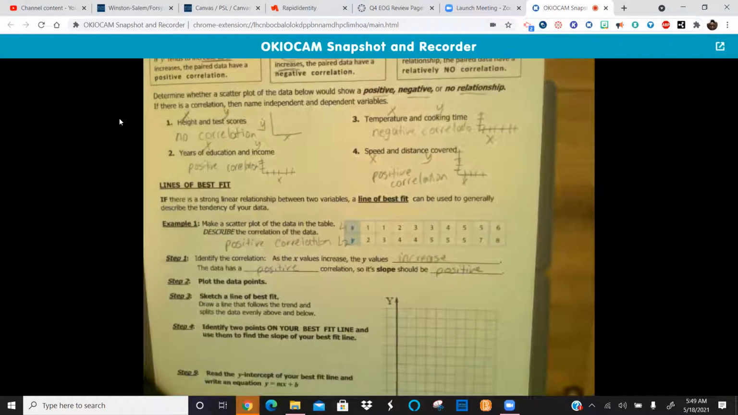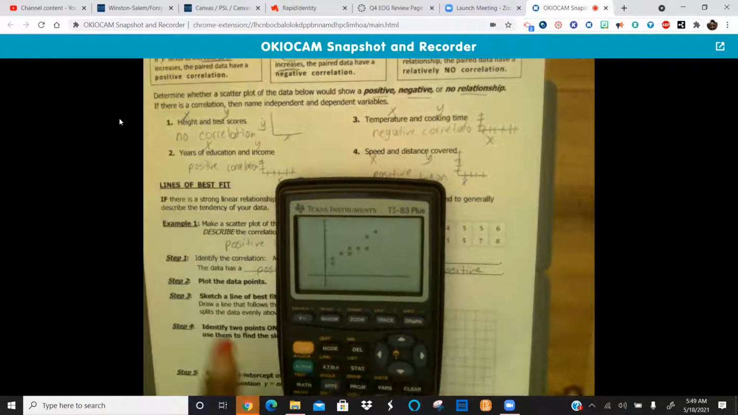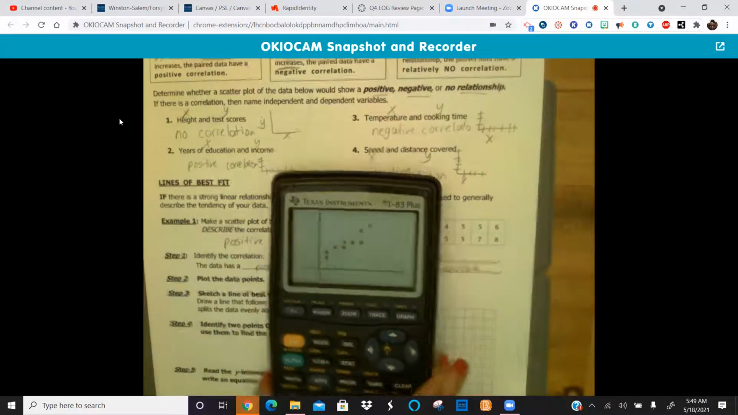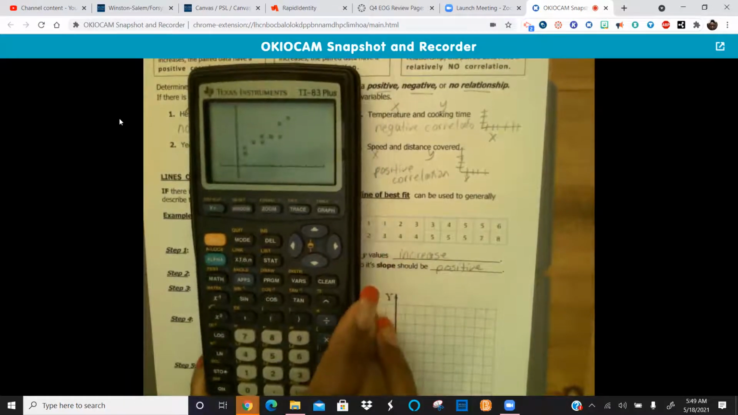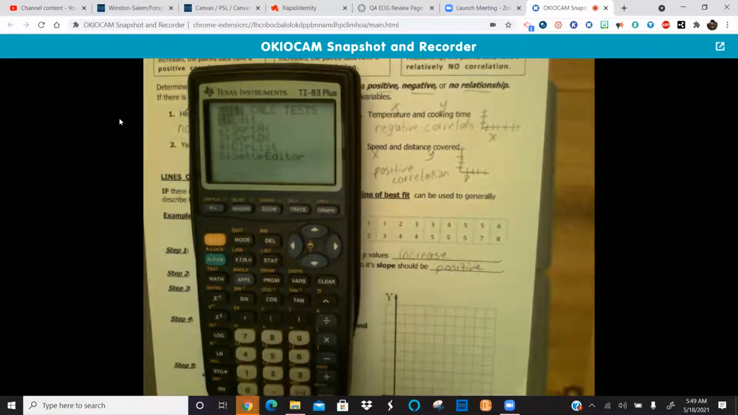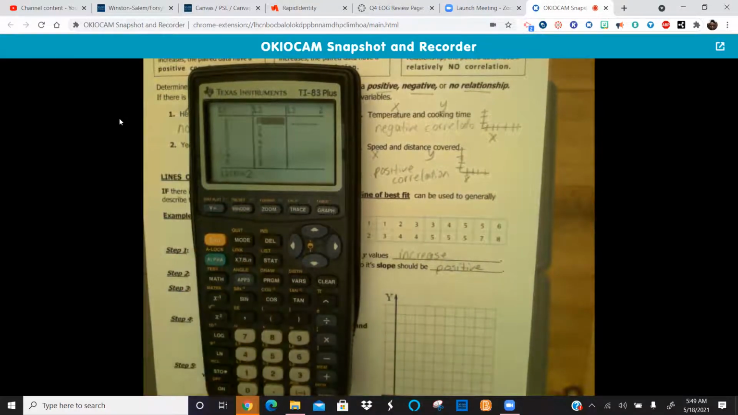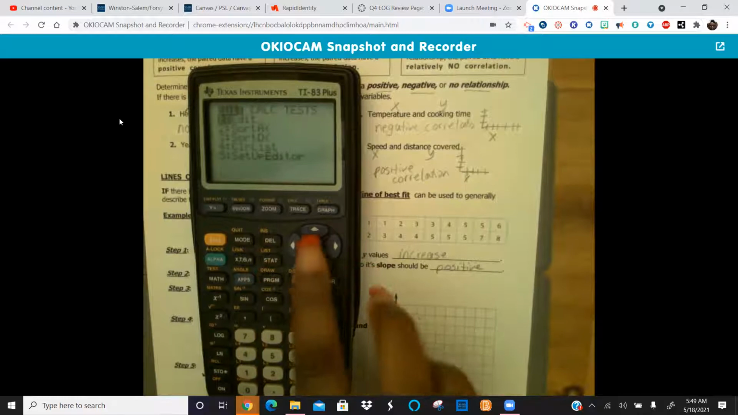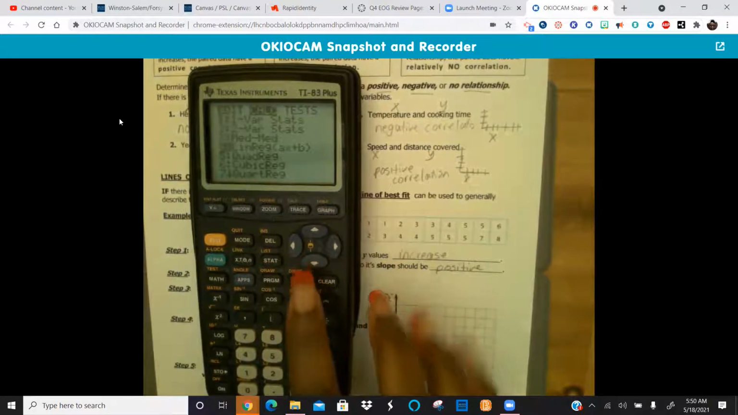Okay. So now let's plot the data. We did that here. Now we're going to sketch a line of best fit. I'm going to show you how to do a line of best fit in the calculator. So to do your line of best fit in the calculator, you go back to stat. See how you already have your points typed in? Leave them there. Go to stat, go over to calc and go down to LinReg. You see right here, LinReg?